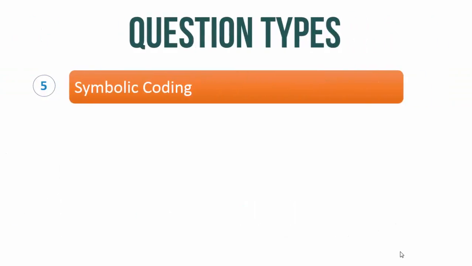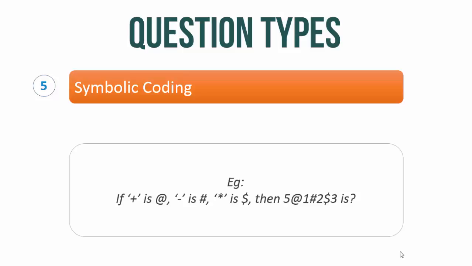The last type of coding is symbolic coding. Now here a symbol shall replace a word or an alphabet or a mathematical operator in a particular question. For example, in this question, plus is represented as an @, minus is coded as a hash, multiplication is coded as a $ sign. So then this expression given here, 5 @ 1 # 2 $ 3, is actually 5 plus 1 minus 2 multiplied by 3, which has the value 0.